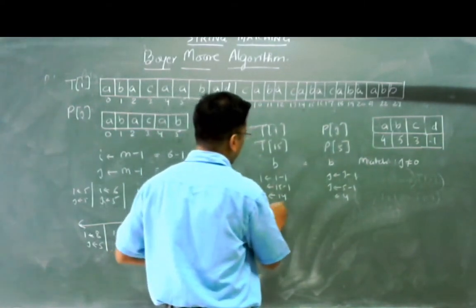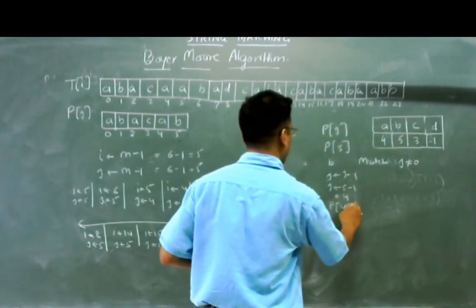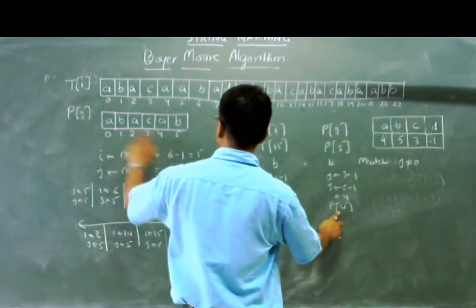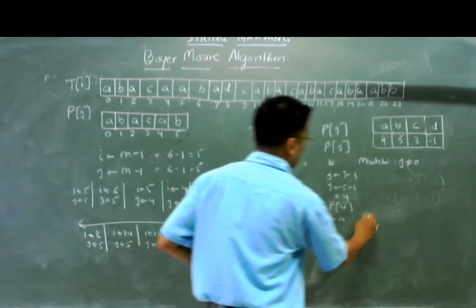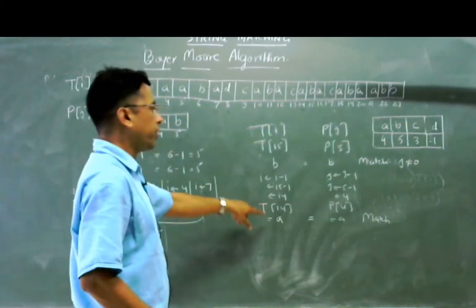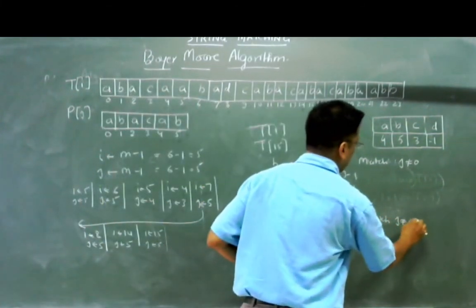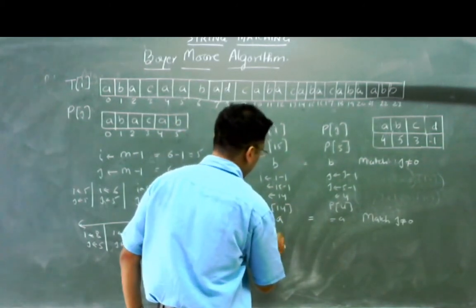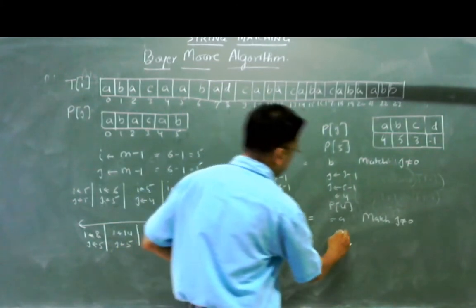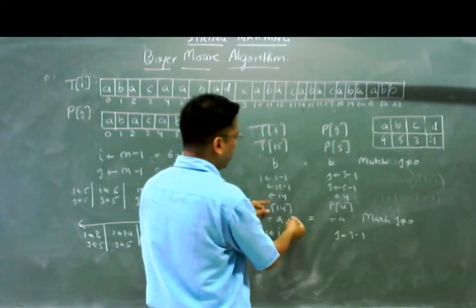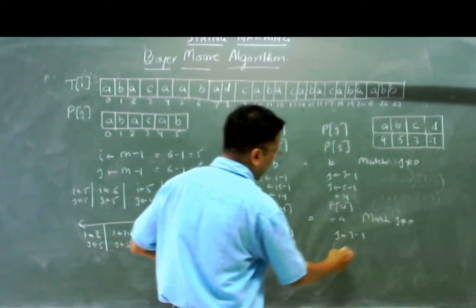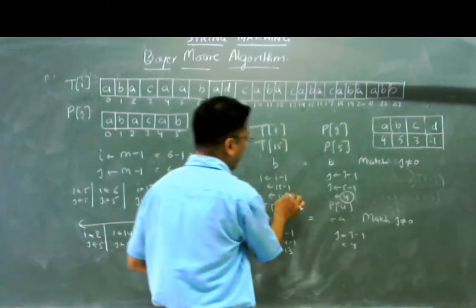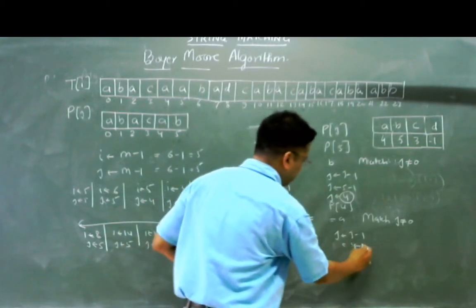Now we shall compare T14 with P4. At T14, the element is A, and at position number 4, the element is A. So again there is a match. Here we are getting the second match, but j is not equal to 0. So we shall reduce: i equals i minus 1 and j equals j minus 1. So 14 minus 1 is equal to 13, and 4 minus 1 means 3, because the j value was 4 and the i value was 14.